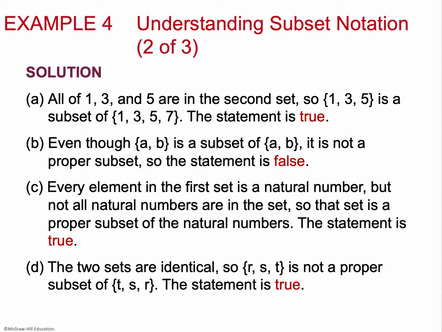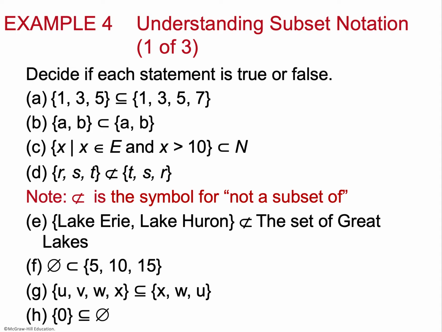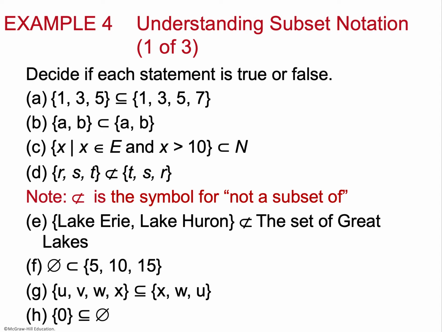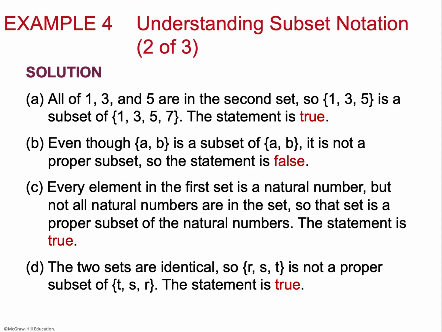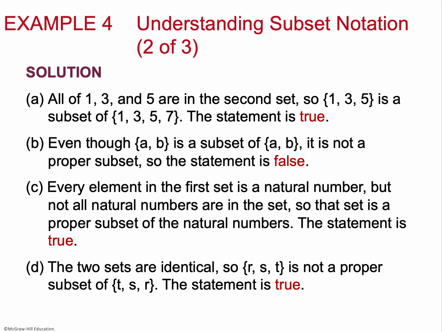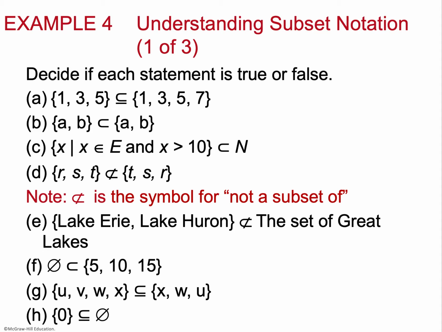So it is a subset and it's true. And B, if I go back up here to B, A and B is a subset of A and B, but it's not a proper subset, which is what that notation is indicating, so it's false. In part C, I have x values such that x is greater than 10 is a subset of the natural numbers. Well, that's true.